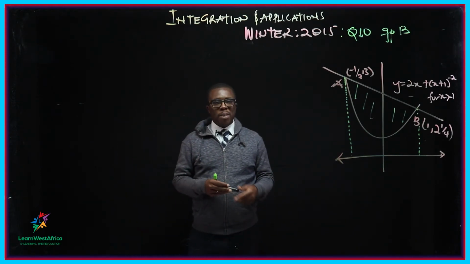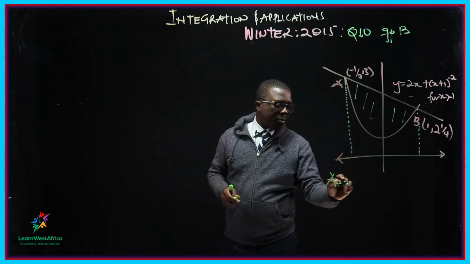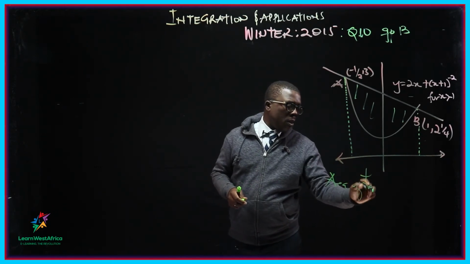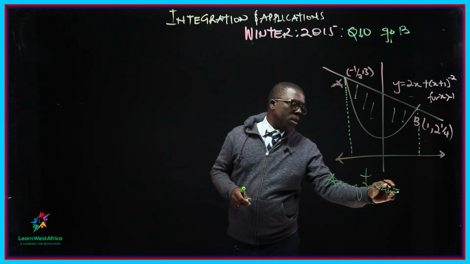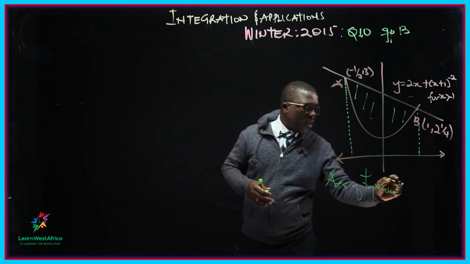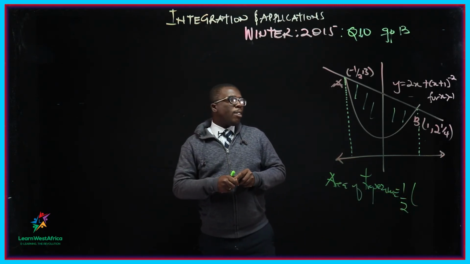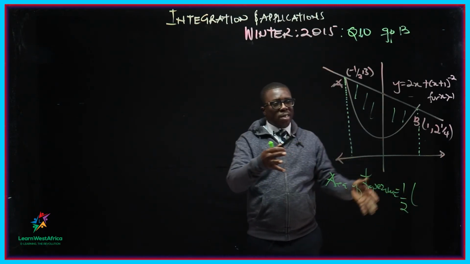We know for a trapezium, okay, so for the area of a trapezium, we are going to have half the sum of the parallel sides times the height. So we're going to have half. What's going to be the parallel sides? The parallel sides are going to be these sides. Those are the sides that are parallel.